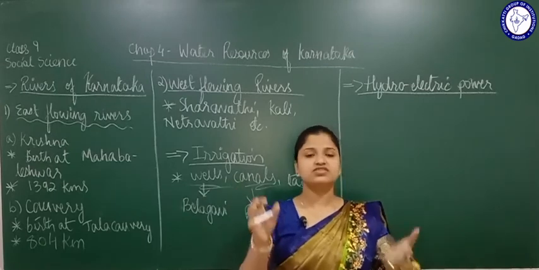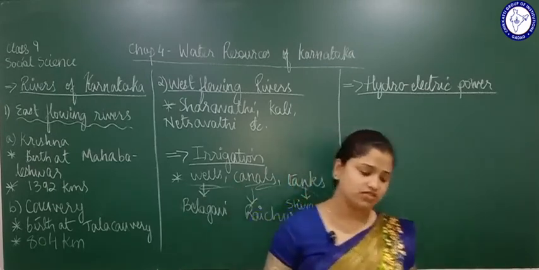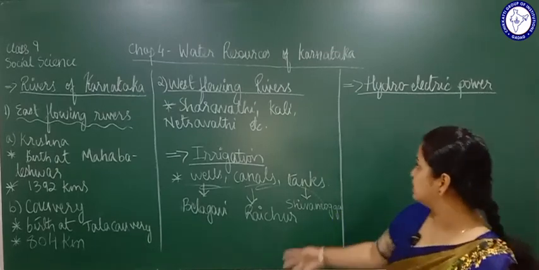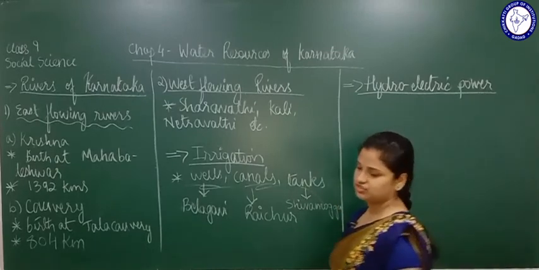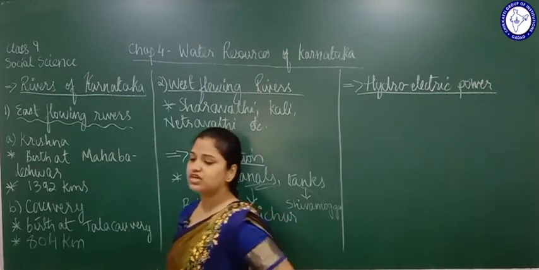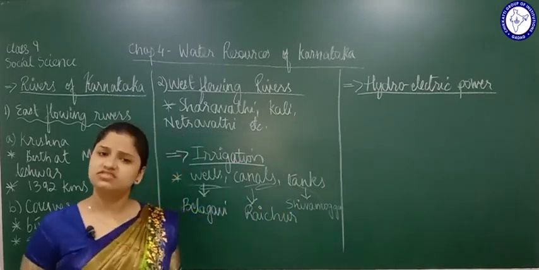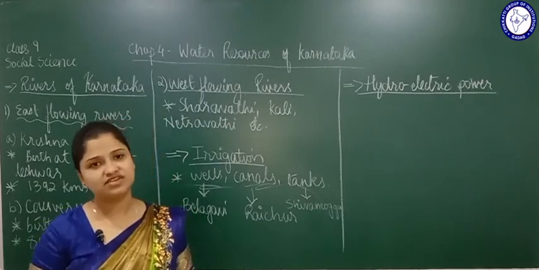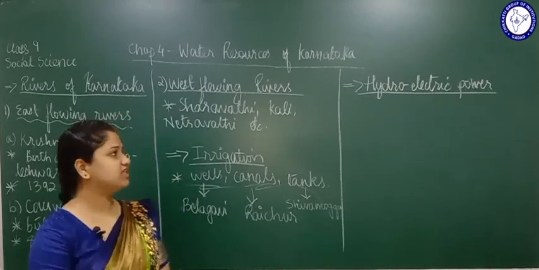So in this lesson you have learned about all the importance of the rivers that we have in Karnataka, and also about the irrigation and hydroelectric power generation. So please go through your textbook very nicely, because this is a very interesting chapter. Here you learn about the most important thing, that is the rivers of Karnataka. Okay, so with that I end the chapter.